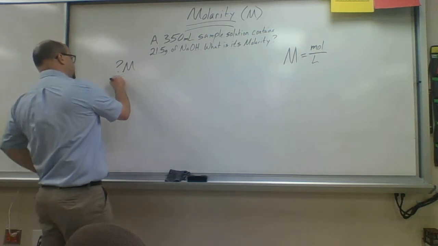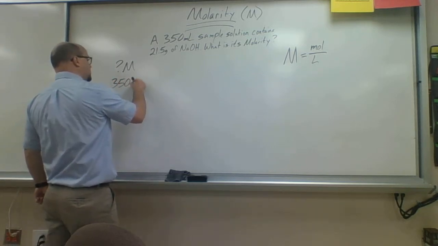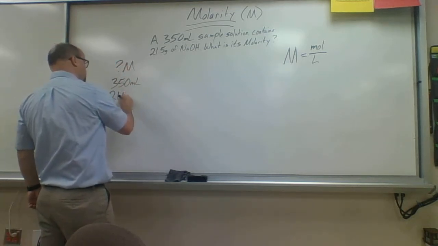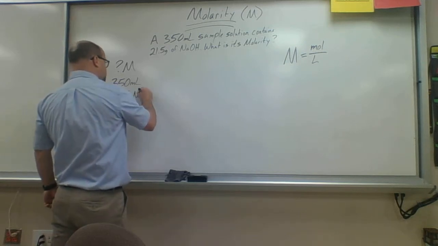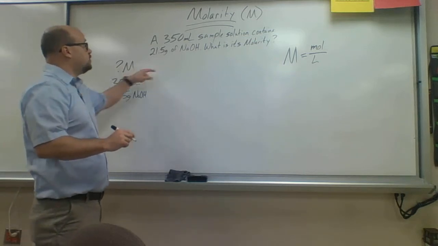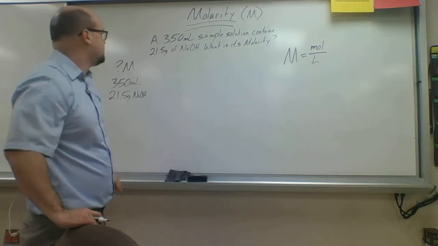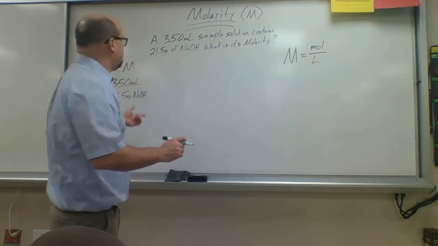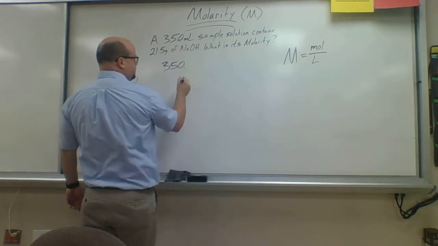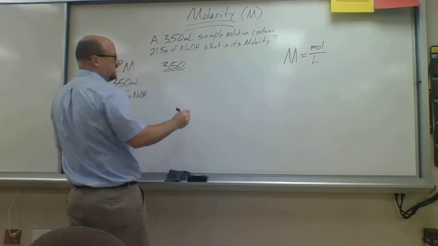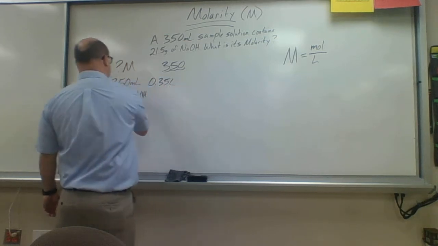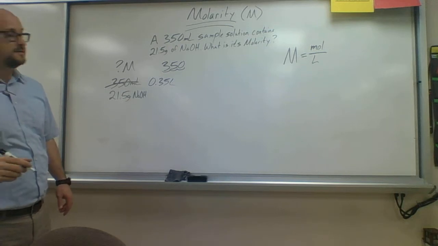We're given 350 milliliters of a solution and 21.5 grams of NaOH. We don't have either one, moles or liters. We're close on liters though, because we have milliliters. So remember from class, to calculate liters from milliliters, you simply take the decimal point and move it three places to the left. So we have 0.35 liters after we change milliliters into liters.